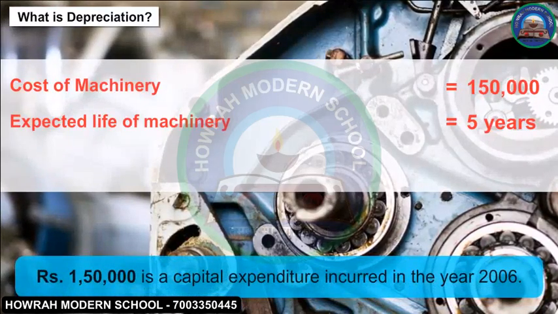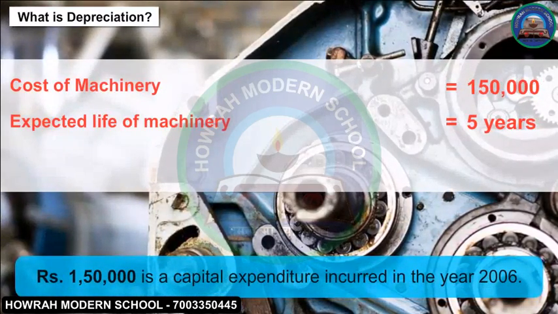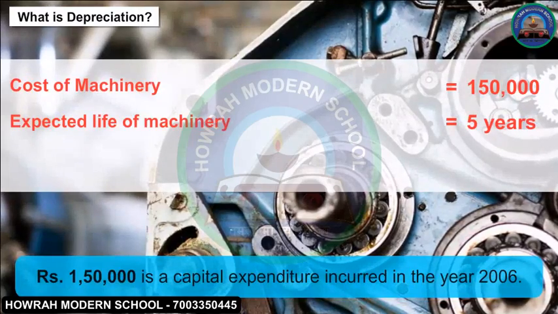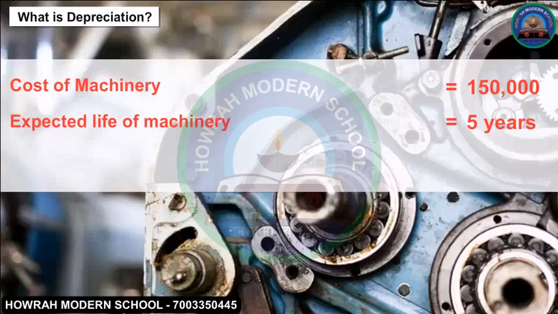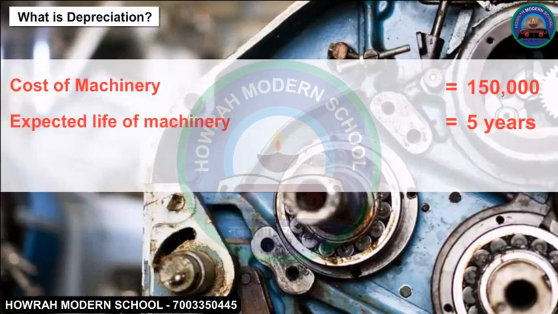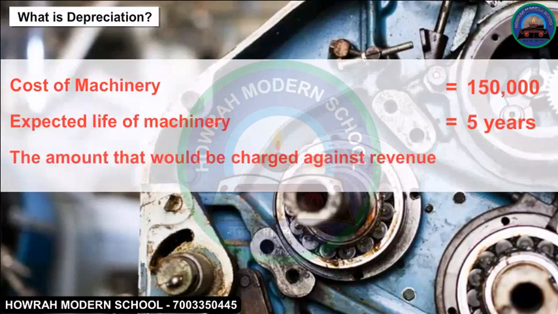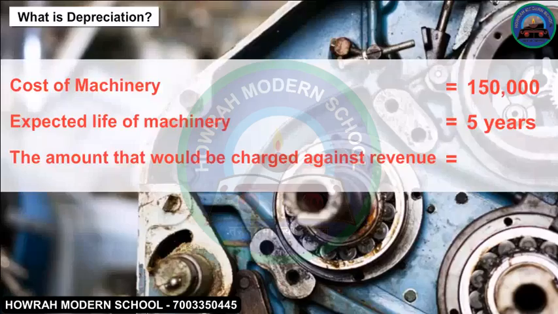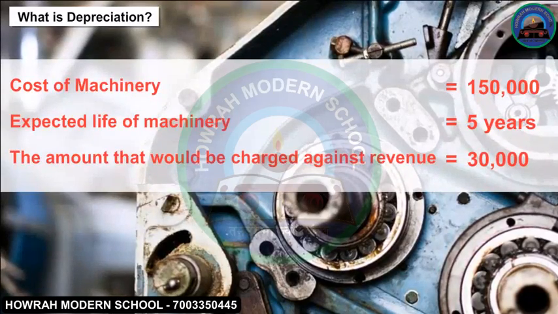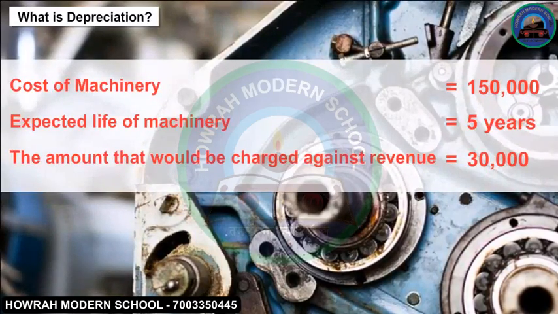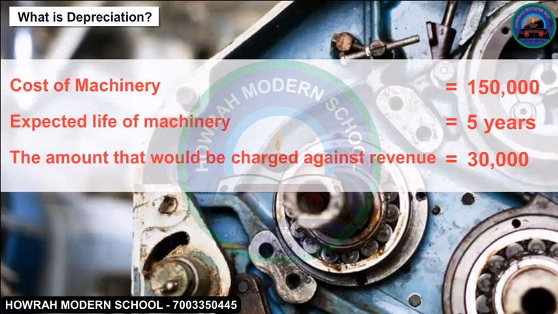Rupees 1,50,000 is a capital expenditure incurred in the year 2006. But this whole amount cannot be charged as revenue in the current accounting period. Rather, 1/5 of it would be charged against the revenue for the year 2006. That is, it would be 30,000 rupees.